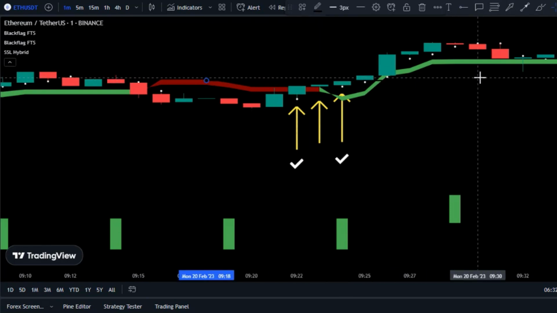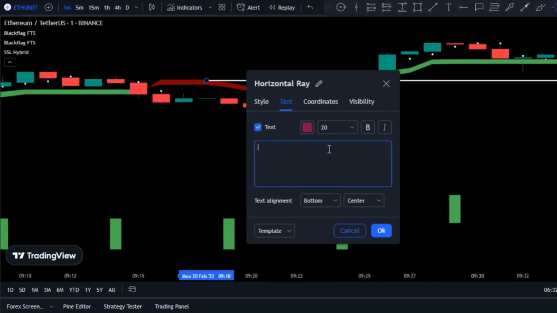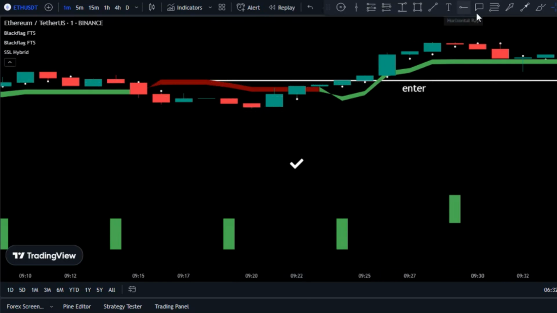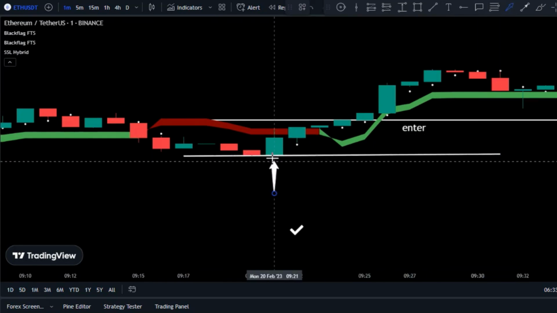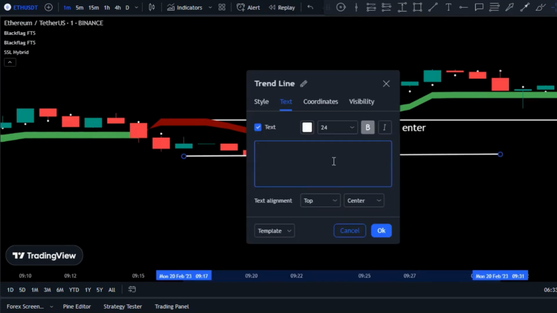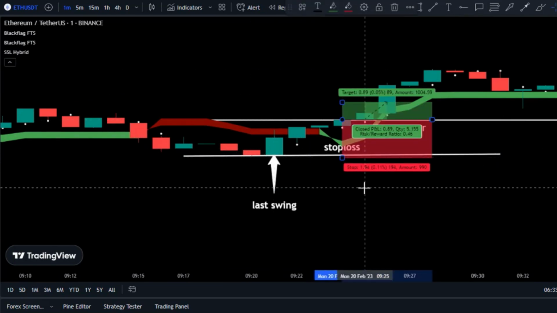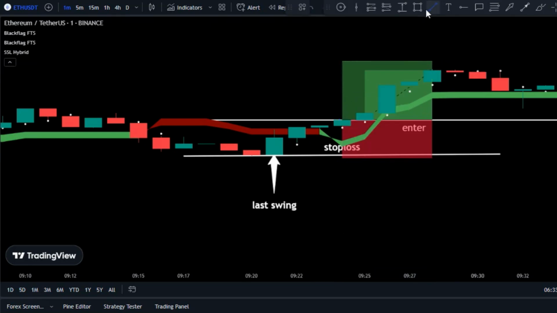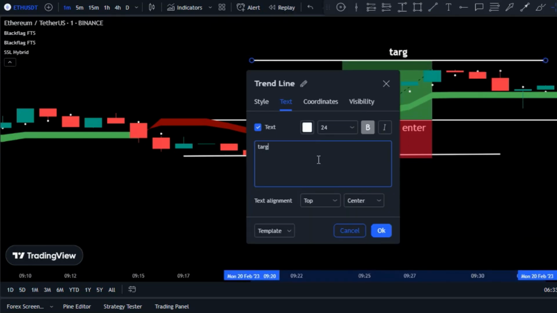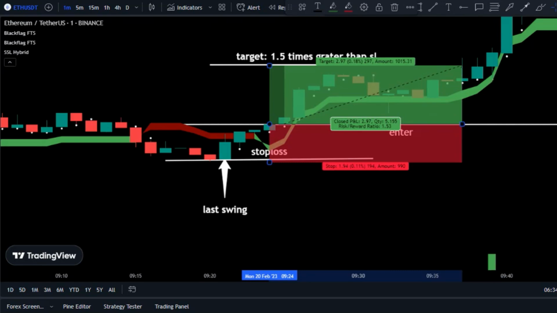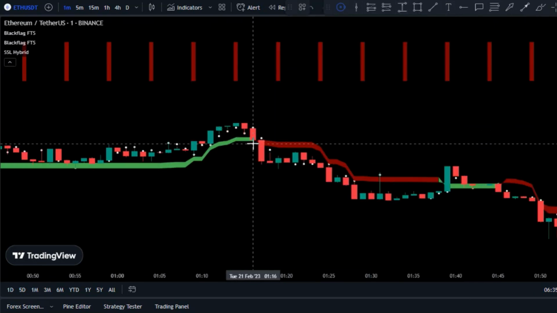So if all these conditions are met, we can enter into a buy trade at the close price of the trigger candlestick. And it's better to put the stop loss under the last swing of the market. And exit the trade at the risk-reward ratio of 1 to 1.5. And exactly opposite is true for the sell trade.